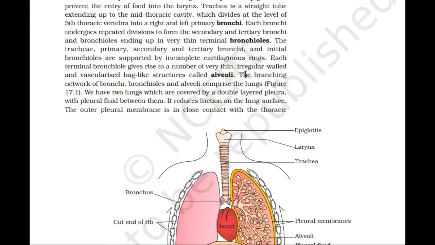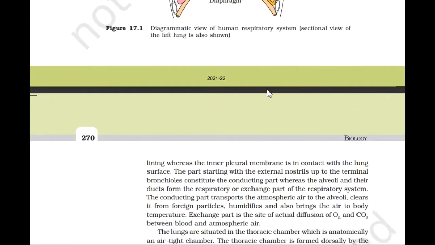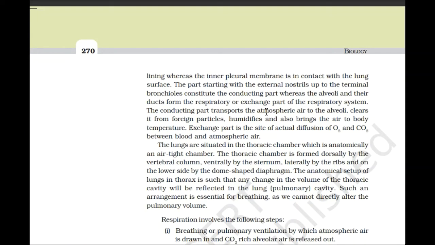The outer pleural membrane is in close contact with the thoracic lining, whereas the inner pleural membrane is in contact with the lung surface. The part starting with the external nostril up to the terminal bronchioles constitutes the conducting part, whereas the alveoli and their ducts form the respiratory or exchange part of the respiratory system. The conducting part transports the atmospheric air to the alveoli, clears it from foreign particles, humidifies it and also brings the air to body temperature.